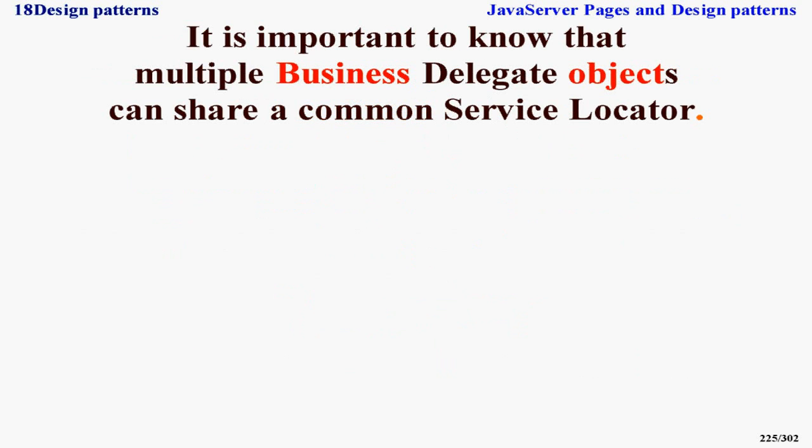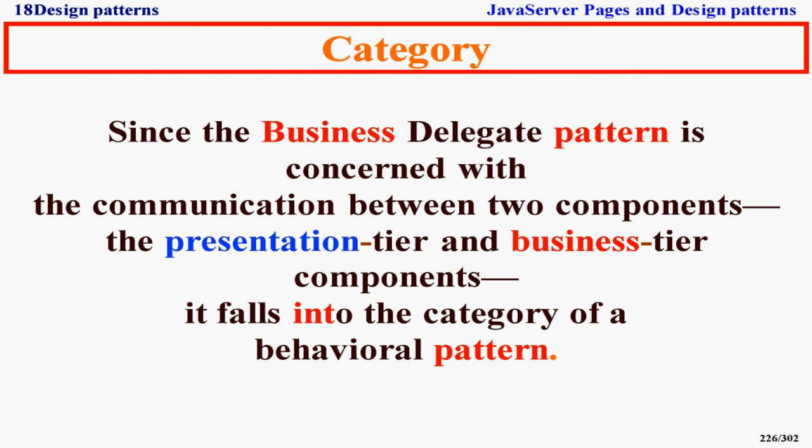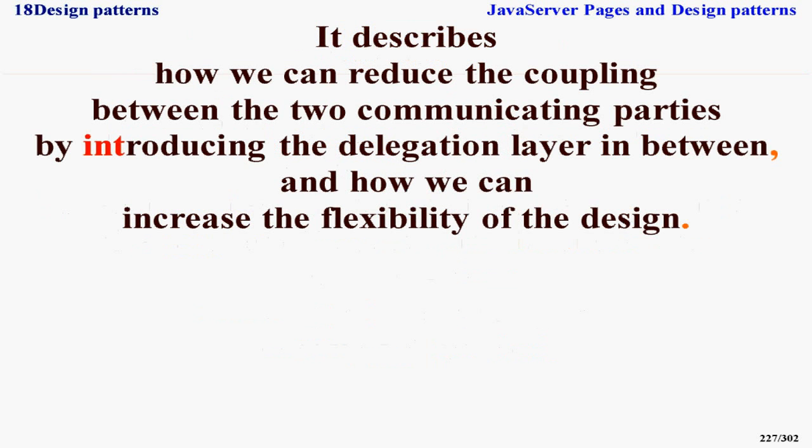It is important to know that multiple business delegate objects can share a common service locator. Category: since the business delegate pattern is concerned with the communication between two components, the presentation tier and business tier components, it falls into the category of a behavioral pattern. It describes how we can reduce the coupling between the two communicating parties by introducing the delegation layer in between, and how we can increase the flexibility of the design.